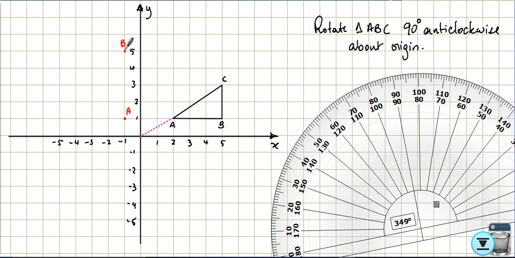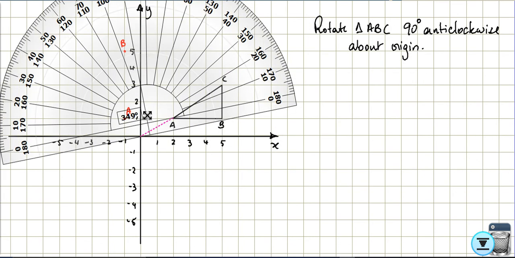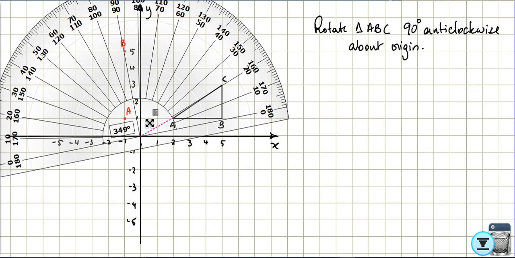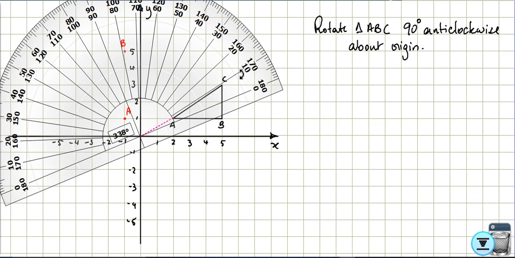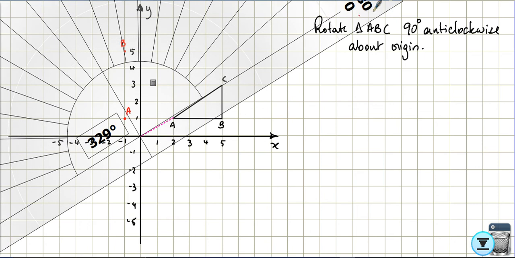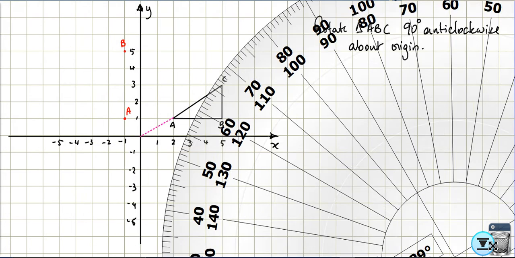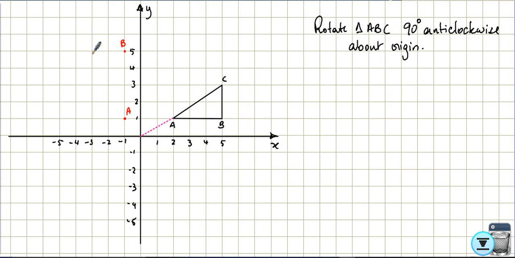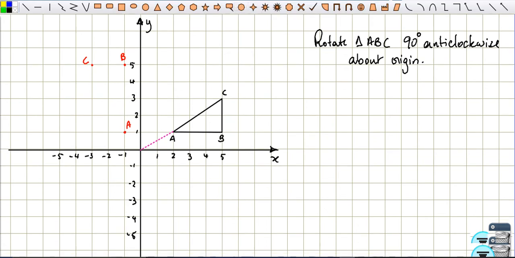I'm going to do the same with C. So I'm going to place again my protractor. I'm going to place 0 on C. This time that is 0 on C, and I enlarge the protractor so that you can see it well. So what do I have here? This is C. C rotated by 90 degrees will be here. This is the point minus 3, 5. So I'm going to move that to minus 3, 5. That is C. I'm going to draw the shape.